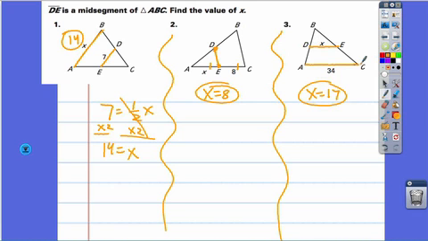So that's your mid-segment. For the regular class, you can feel free to stop the video. Those are a couple of quick examples. Mid-segment is very basic. For honors, we're going to continue on with coordinate proof.